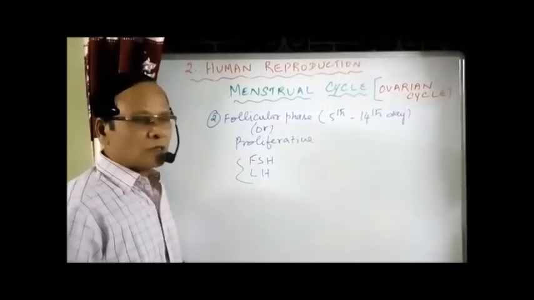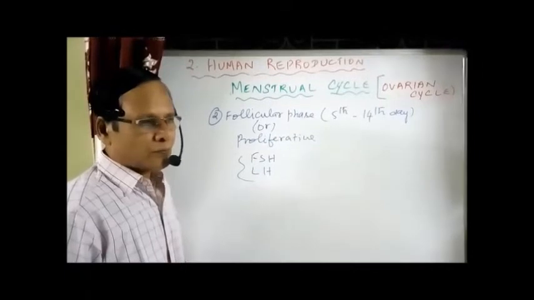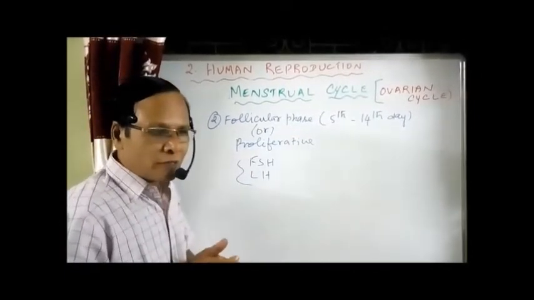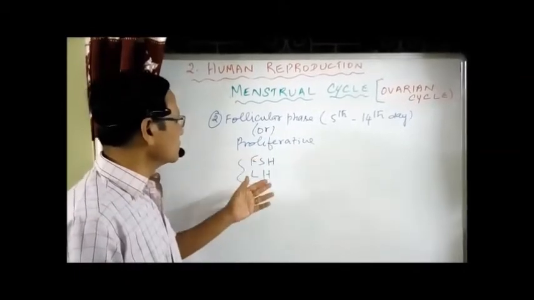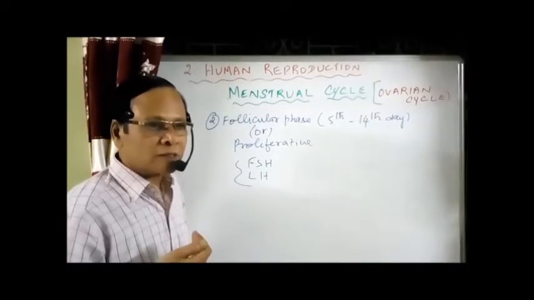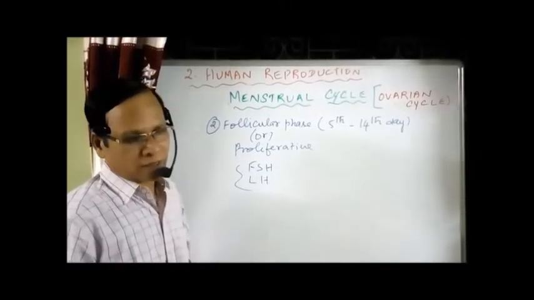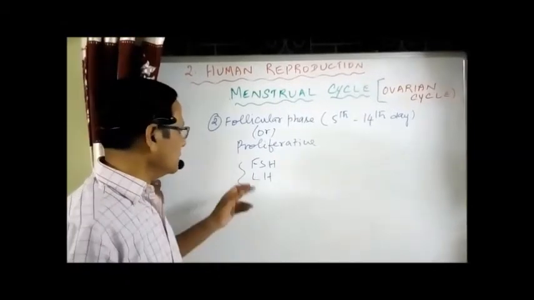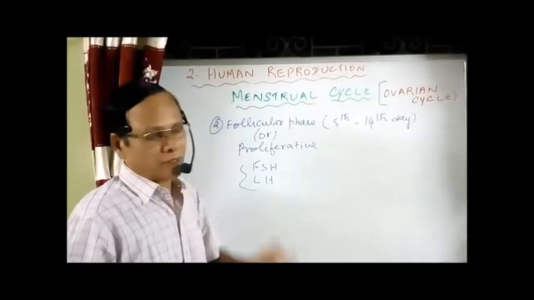So these two hormones are increasing in level during the follicular phase. The predominant hormones during the follicular phase are FSH and LH. The concentration is increasing until the ovulation occurs. So it is increasing up to the 14th day.